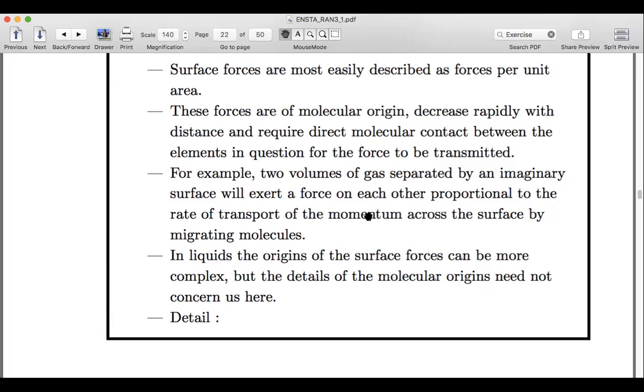There will be some of the fluid that will transport momentum across this surface, as it's carried as the molecules cross the surface. Molecules are bouncing around randomly, chaotically, and each one carries a tiny bit of momentum with it. So these molecules migrating across the surface randomly cause a transport of momentum.